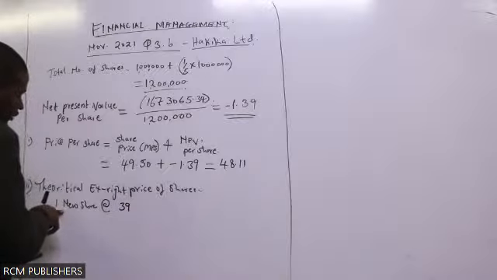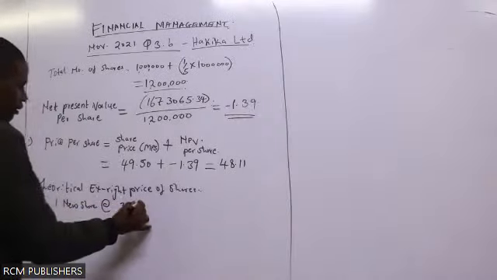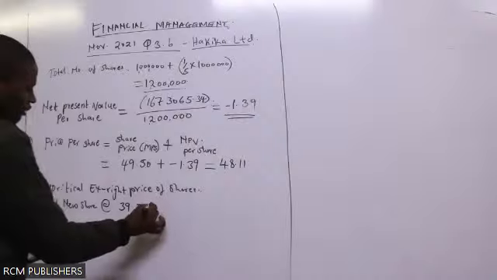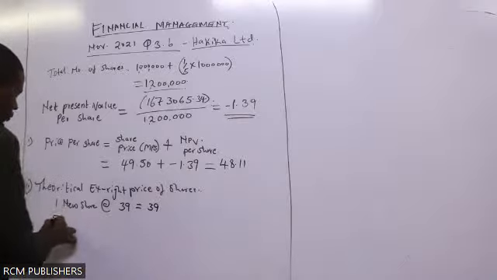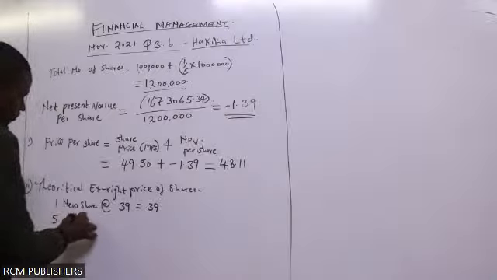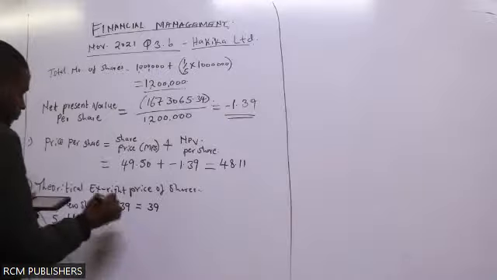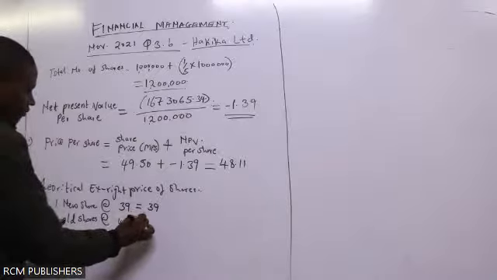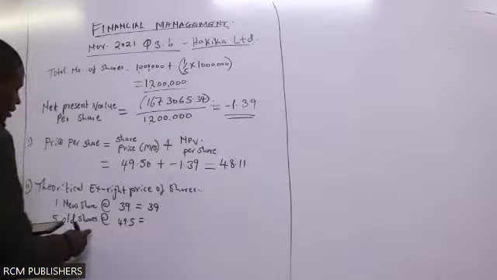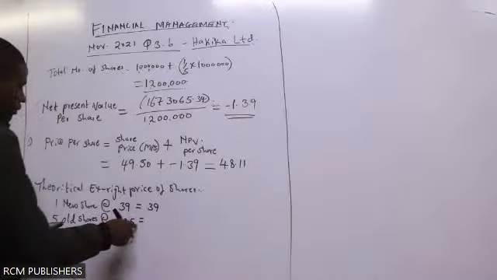So what's the total? If one is going at 39, what will be the total value of this one share? It will be 39. It will not change. Then the 5 old shares, of course, sell at the market price. The market price is 49.5.